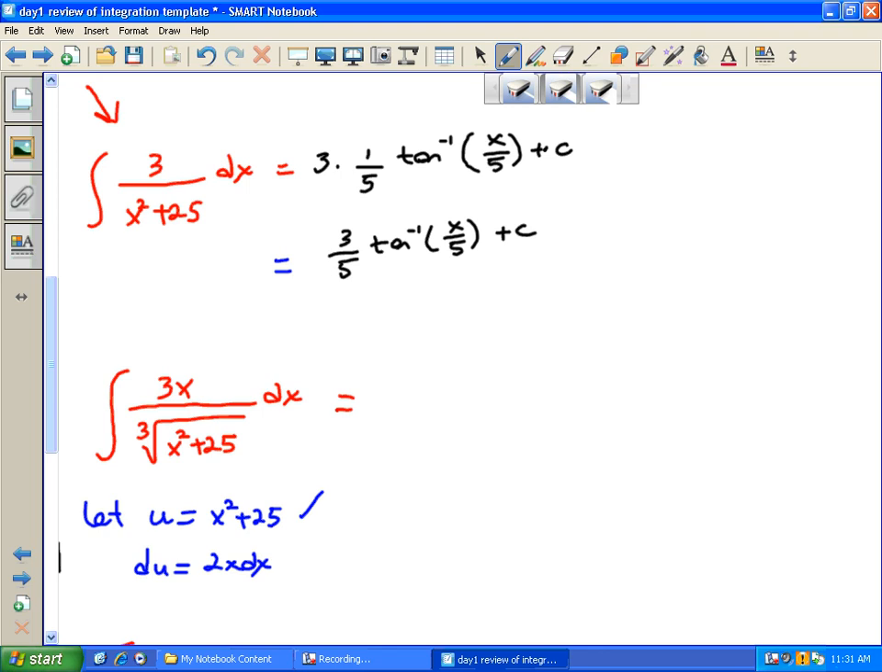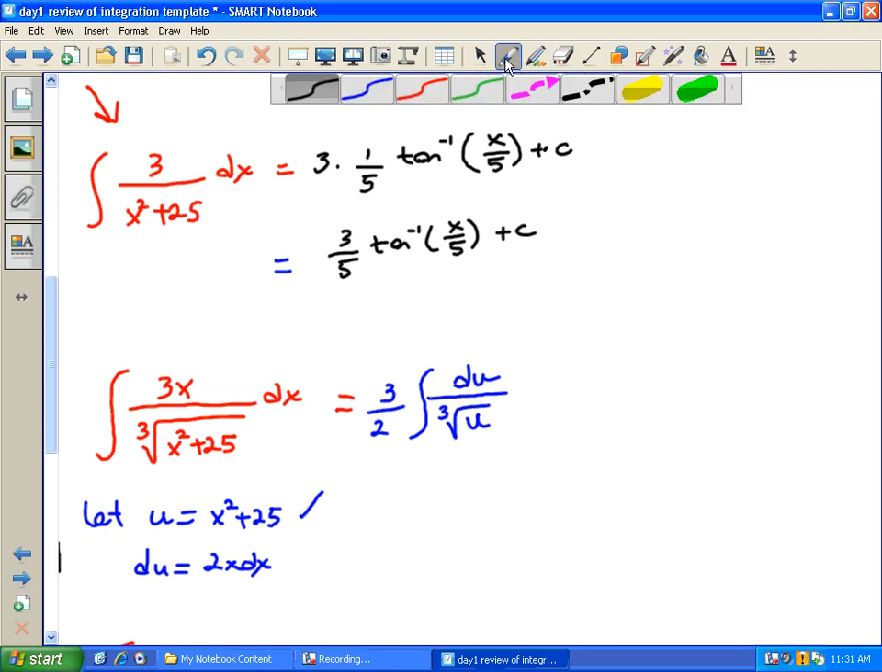So let's rewrite everything as a u sub. So the 3 can be taken out. Instead of x dx, once again, I'm going to have du over 2. For the bottom, this is the cube root of u. Rewriting this, and applying the exponent rule for integration, we get this.